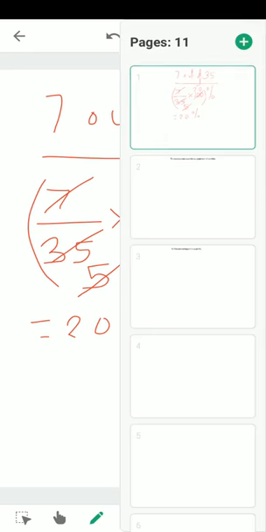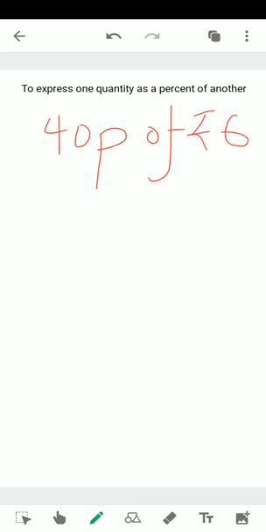Let us see one more application, to express one quantity as a percent of another. If someone comes and tells me how much percentage is 40 paise of 6 rupees. What you can do here is very simple. Express it as a fraction, but remember 40 is paise and 6 is rupees, so you have to change 6 rupees to paise. 6 rupees is 600 paise, and whatever comes, just multiply it by 100.